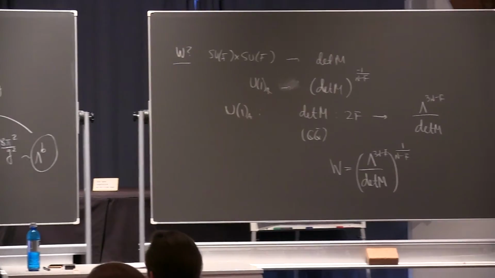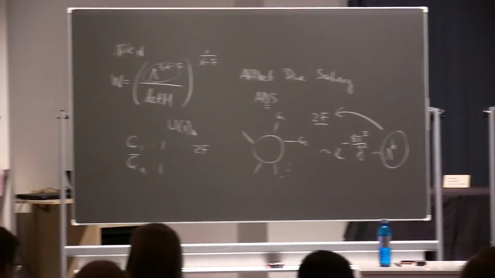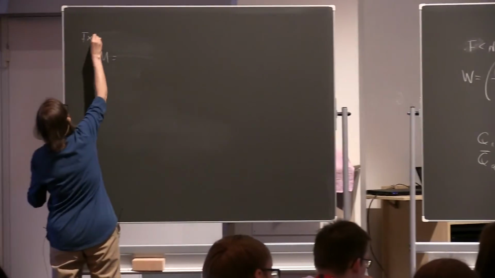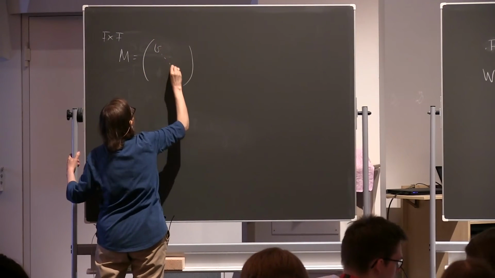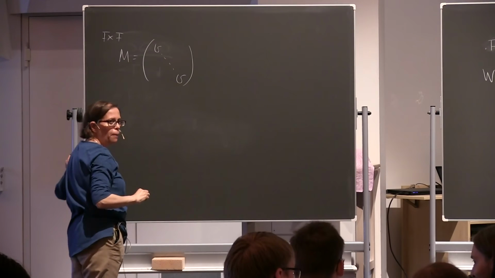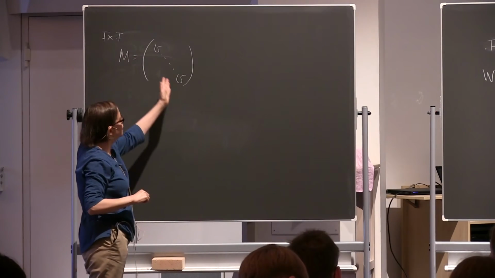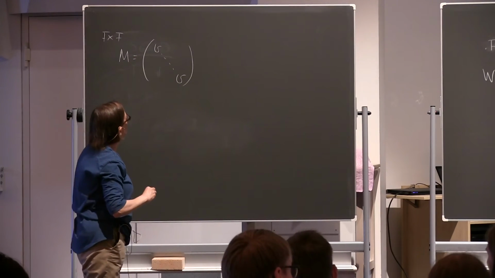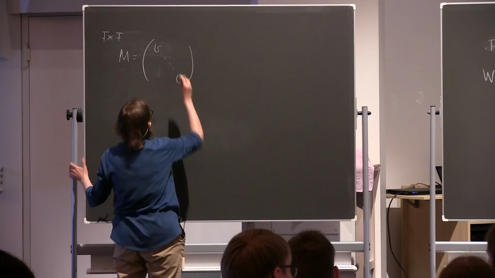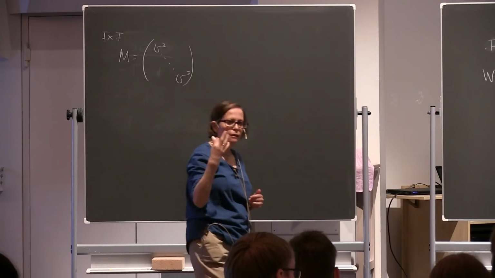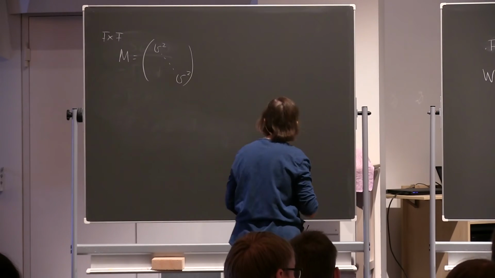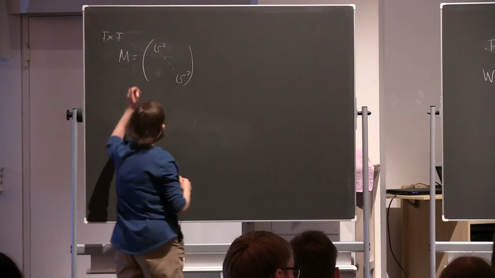And just for simplicity, remember this is an F by F matrix. Just for simplicity, let me take it to be the identity. Okay, so I want to turn on equal vevs for everything. If I want to be a little more careful, I should really put V squared here, because this is a QQ bar. The meson is QQ bar.